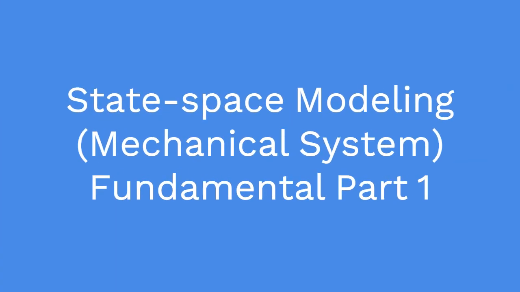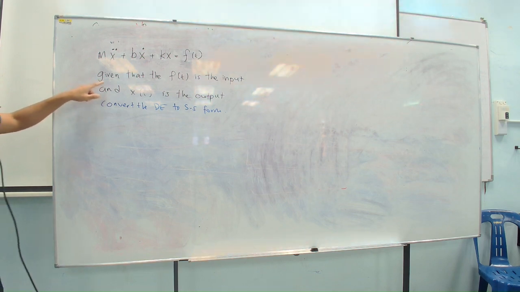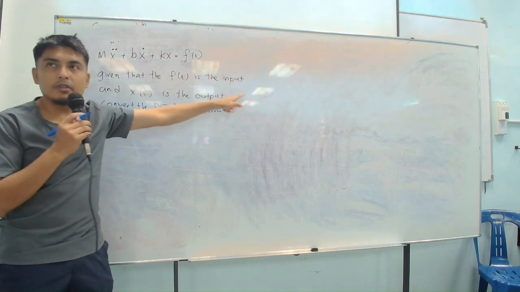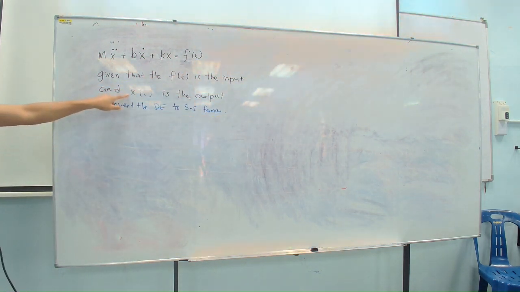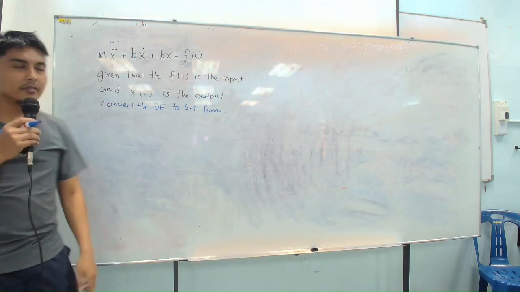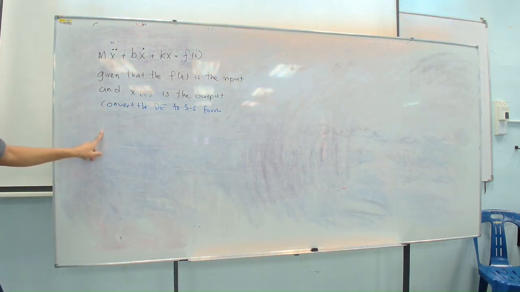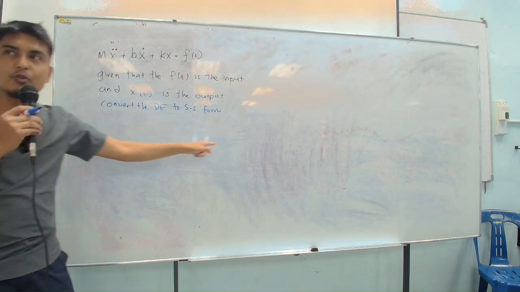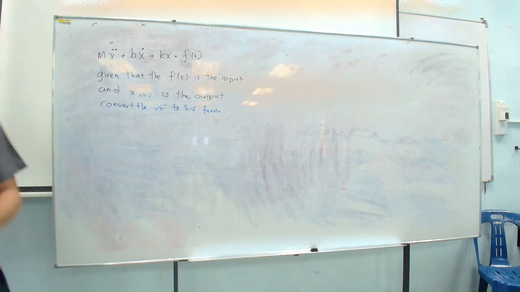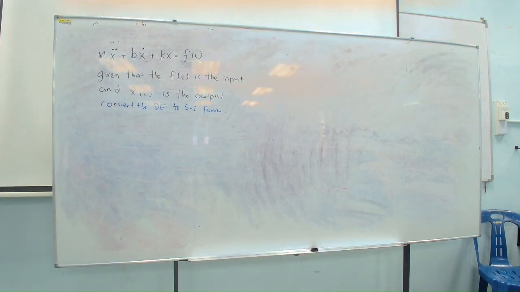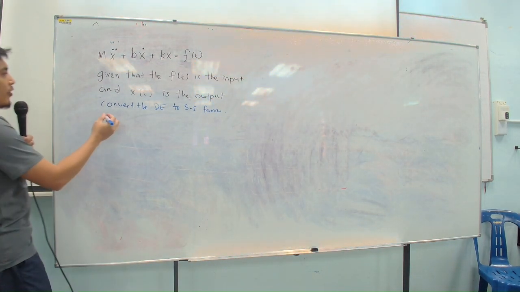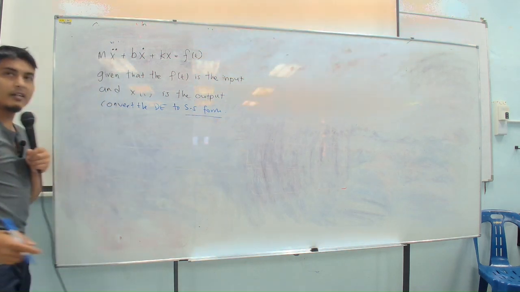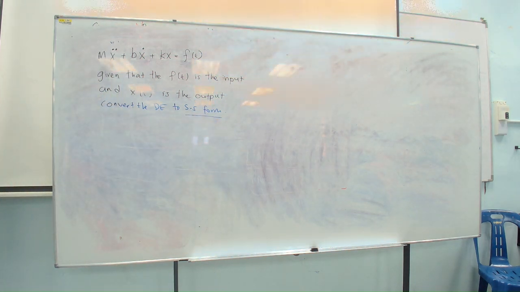According to the question, I give you an equation, and given that f(t) is the input and x(t) is the output. The question is you need to convert the differential equation to state space formula. That's your task. When you want to convert something to state space formula, the most important thing is that you must know the state space form again.